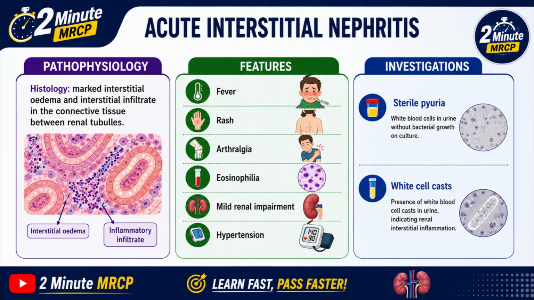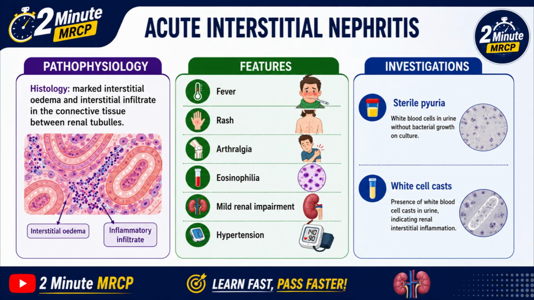Patients may also develop eosinophilia, reflecting the allergic or hypersensitivity nature of the disease. Renal impairment is usually mild, although severe acute kidney injury can occur if diagnosis is delayed. Some patients also develop hypertension.